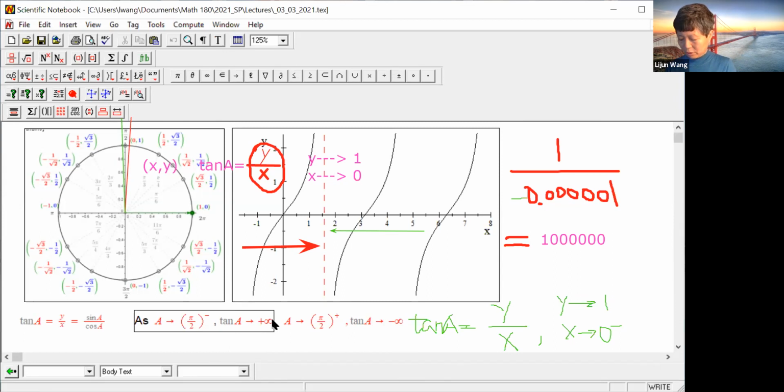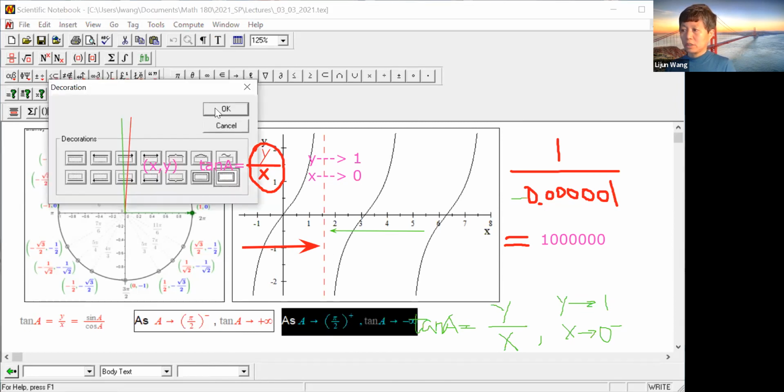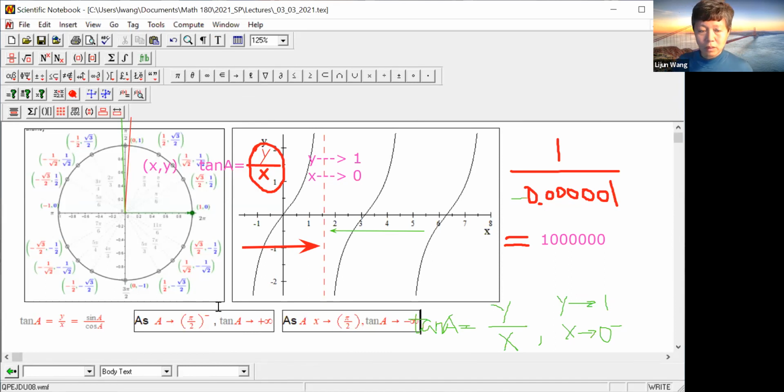Okay, so here I'm going to use the word S. And this is the second piece that this picture tells us. Tangent, that ratio, approaches negative infinity.